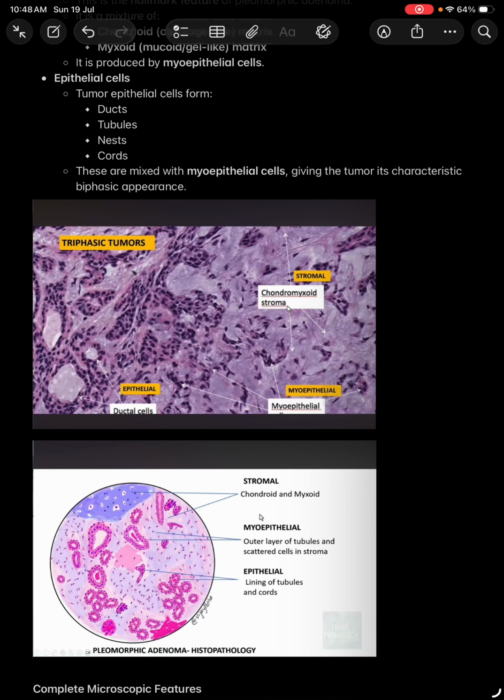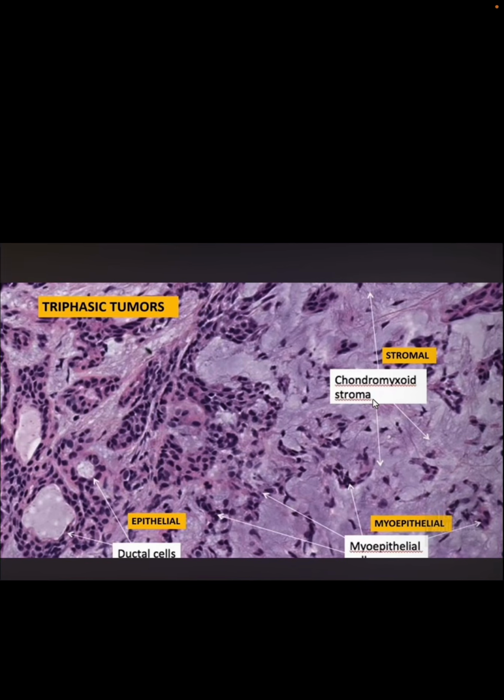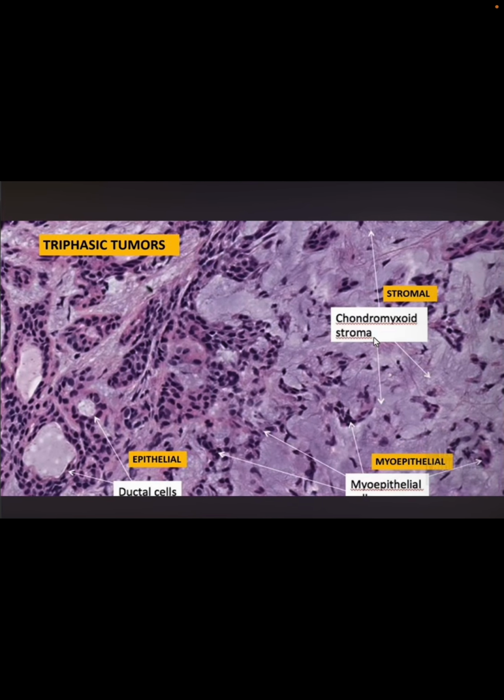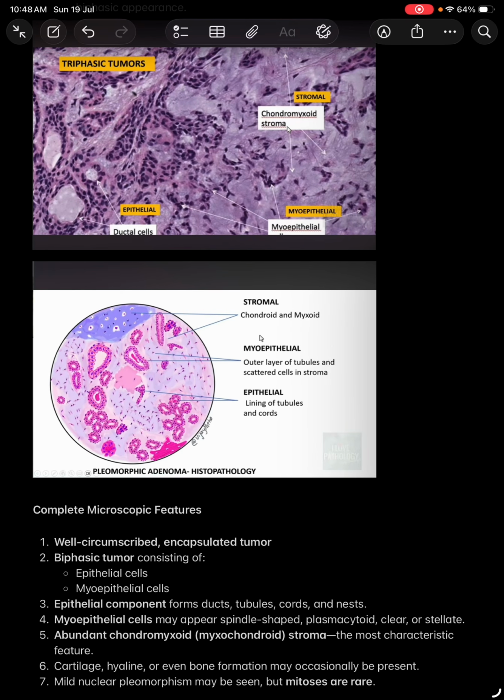This is a triphasic tumor: ductal cells, with inner lining by epithelial cells and outer lining by myoepithelial cells. This is a chondromyxoid stroma. The stroma is chondroid and myxoid. The myoepithelial cells form the outer layer of tubules and are scattered in the stroma. The lining of tubules and cords is epithelial cells.